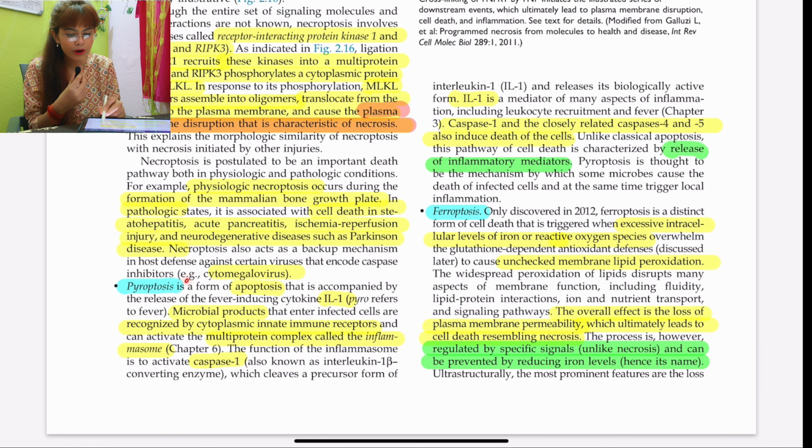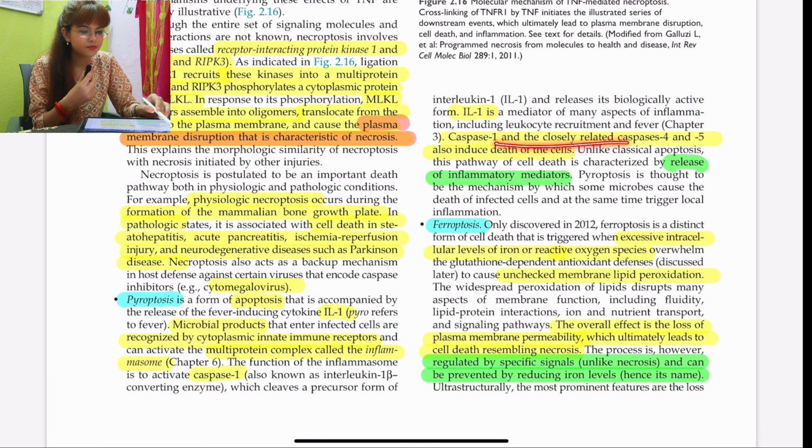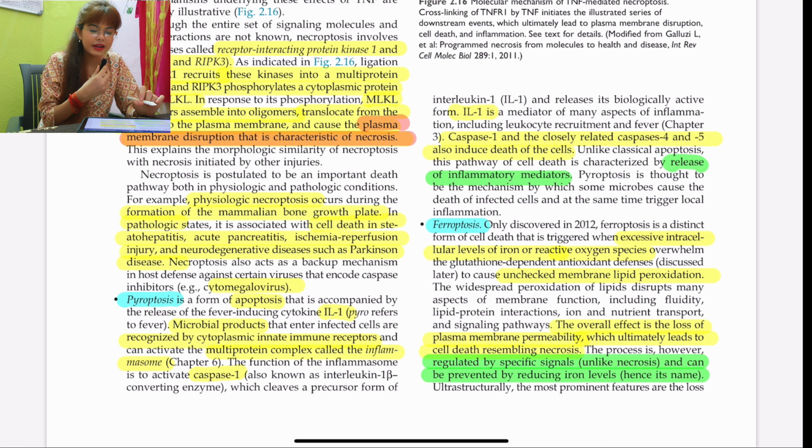Another important point is about pyroptosis. What is this? This is a form of cell death mediated by interleukin 1, which is responsible for fever. Microbial products that enter the cells are recognized by cytoplasmic innate immune complexes, and they form the inflammasome, which activates caspase 1. Okay, so again, these are important here. Caspase 1 is getting activated. This will ultimately cause the release of inflammatory mediators and the death of the cell.